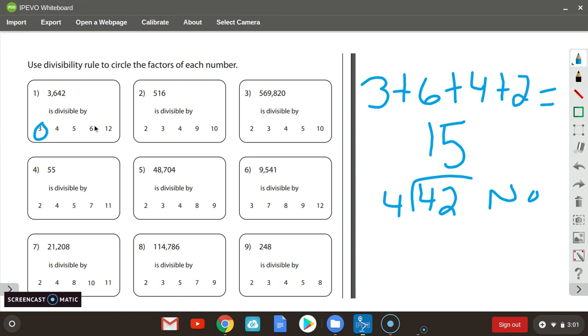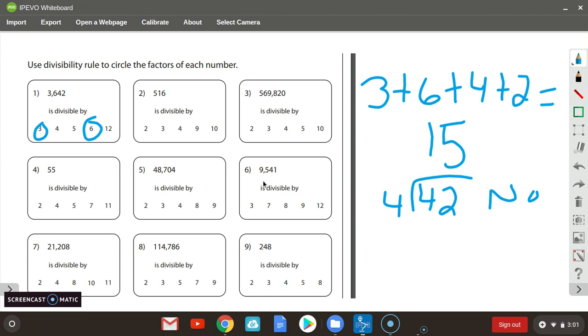6, we need to check. It doesn't have 2 on my value, but I need to see, is it an even number? Yes, it ends in 2, so it's an even number. So if it's divisible by both 2 and 3, that means it's divisible by 6. And then my rule for 12, it's divisible by 3, but not by 4. So therefore, it's not divisible by 12.